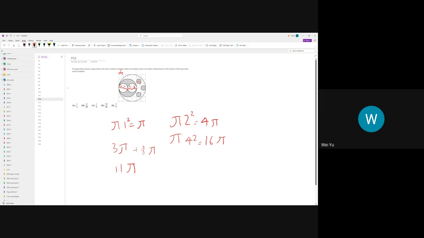Now we just figure out the area of the big circle. So this is 2, this is 2, this is 2. So it's a total of 6. So the total is 36 pi. 11 pi over 36 pi is just 11 over 36. Okay, let's move on.